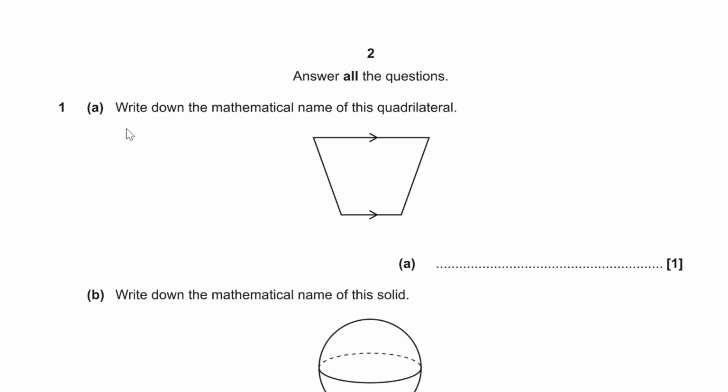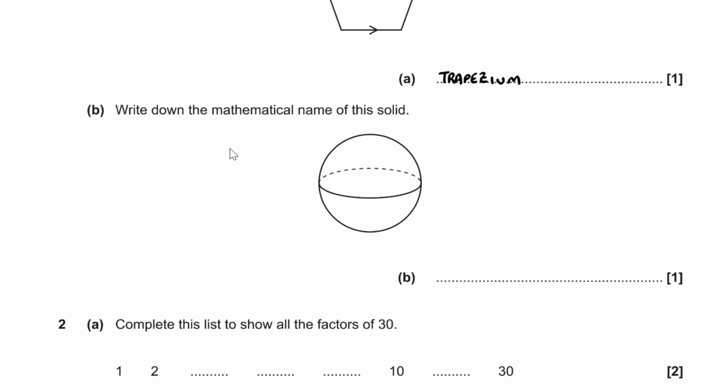Question number 1. For part A we have to write down the mathematical name of this quadrilateral. Well, what you can see is two of the sides are parallel to each other, and therefore what we have here is a trapezium. Now for part B, we have to write down the mathematical name of this solid. Of course, what we have here is a sphere.